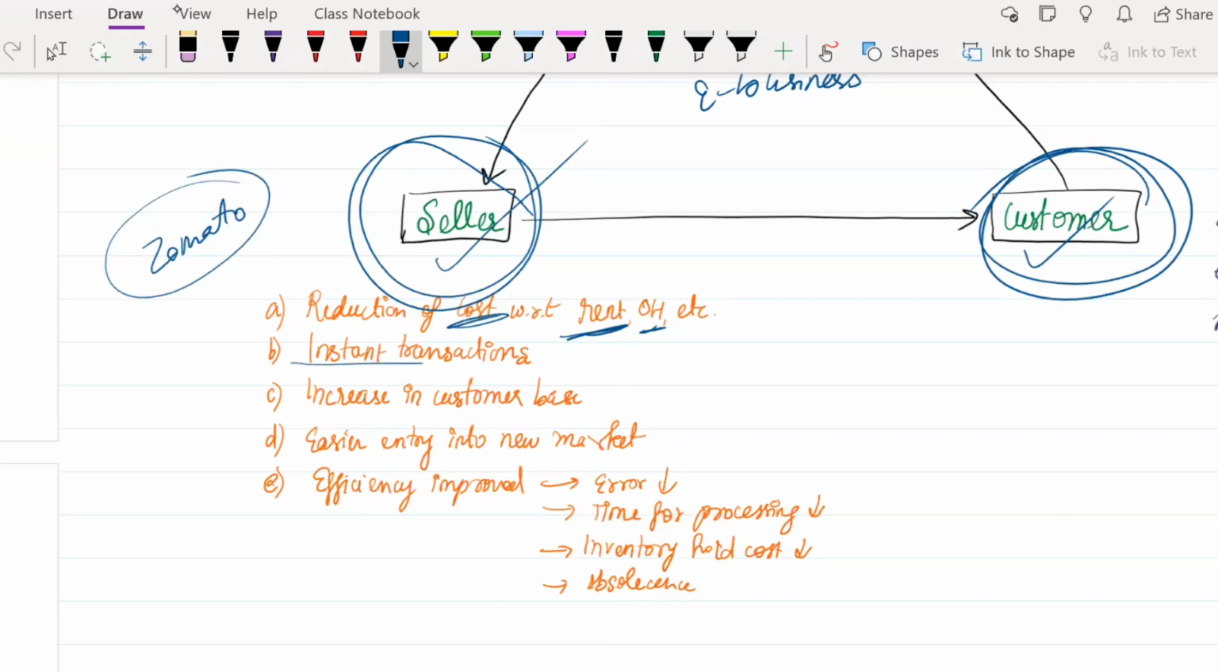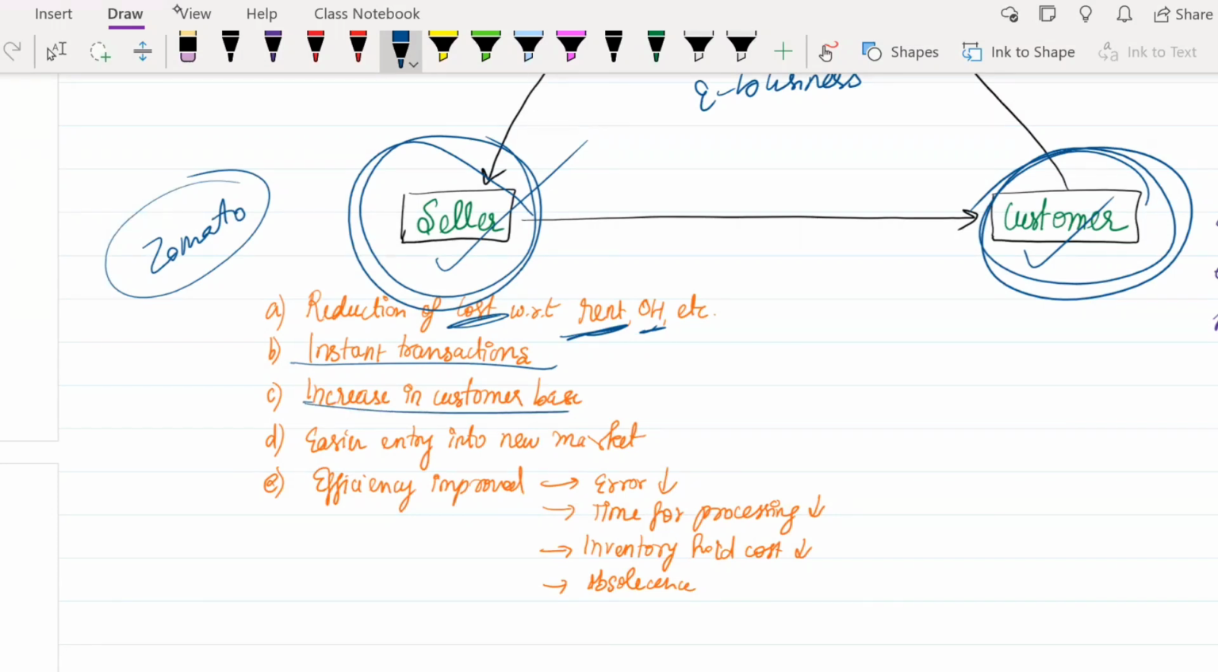Next is instant transaction. If you place an order, you will get an instant notification that an order has been placed and you can start processing it. Here there is no bargaining and it does not take a lot of time. You do not have to show your products one by one. The customer will come on the website, see whatever products he or she needs, and if it suits the price, then place the order. That's it. All the transactions are very instant here.